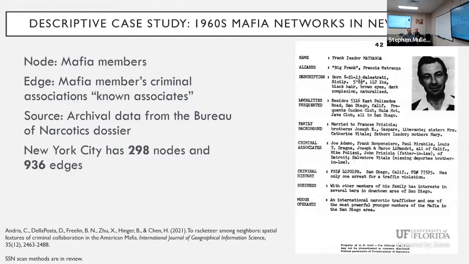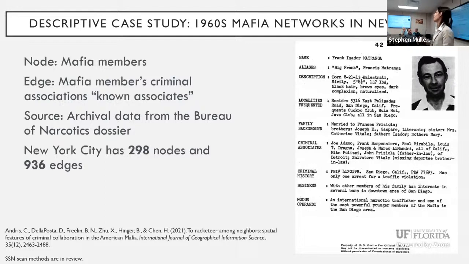We have a little bit of kinship background here. And then this part is also very important, the criminal associates. So Dan was able to construct a social network based on the known associates between individuals. And so we have an address, and then we have the social network between them. So we have the edges as known associates. And again, this is archival data. New York City, it's for the whole US, but New York City had a big concentration here of almost 300 nodes. And between these nodes, there's 936 edges.